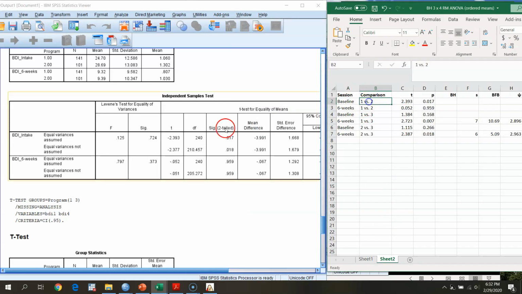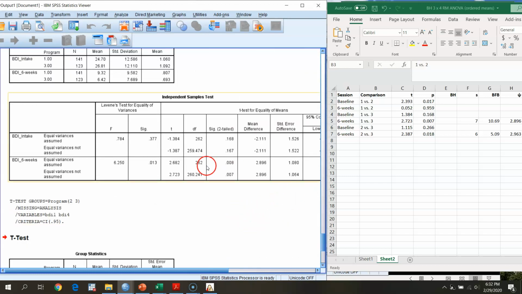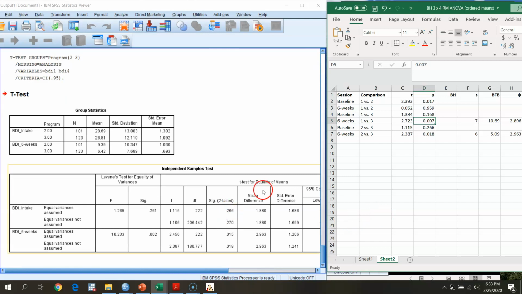I've got my baseline 1 versus 2, 6 weeks 1 versus 2, entering my test statistic and p-value for this first contrast, right? I'm going to go down here and do the same thing, 1.38 for the test statistic, 0.168 in terms of p-value. Here I've got a violation of homogeneity of variance, so I drop this down and look at this value here, 2.732, 0.007. Okay, got the p-value at 6 weeks.